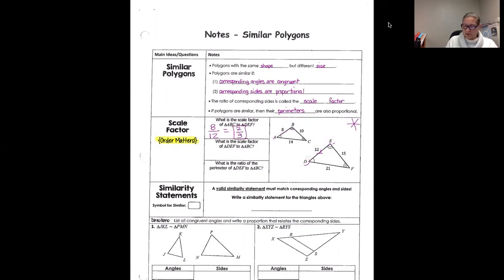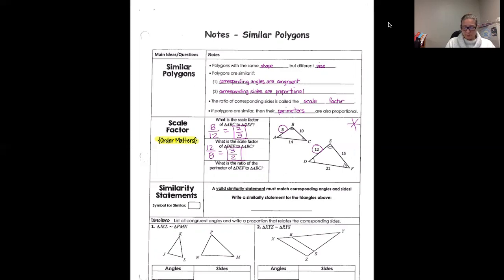Now, if you go the other way, because you're going from small to big, you should expect the numerator to be smaller than the denominator. If you go from big to small, it reverses. So what is the scale factor of DEF to ABC? Then you would look at 12 over 8 and get 3 over 2.